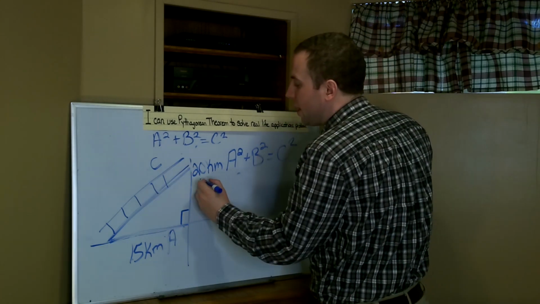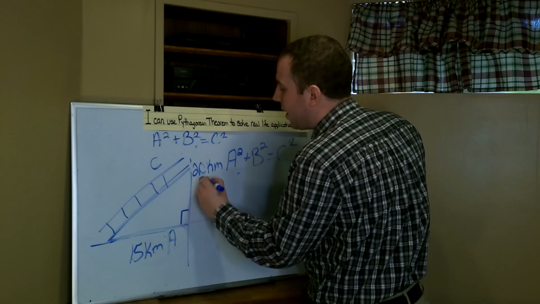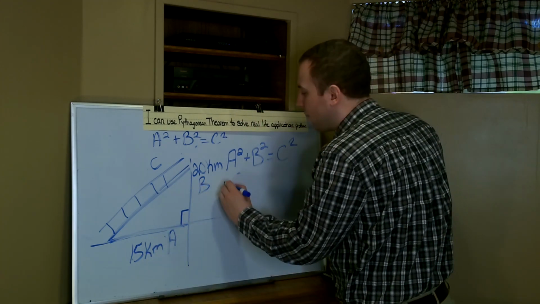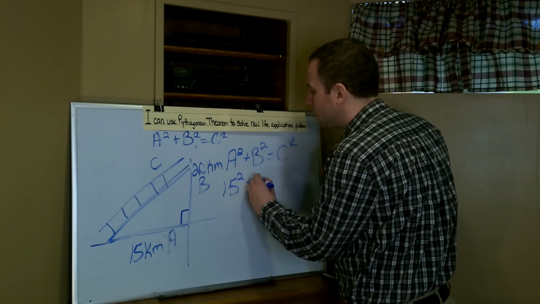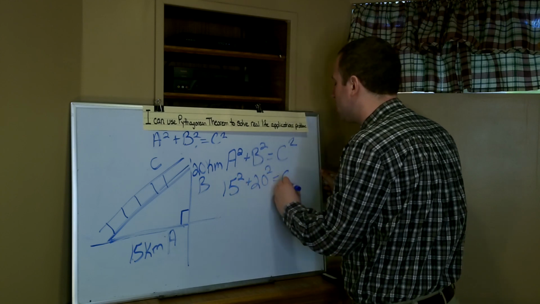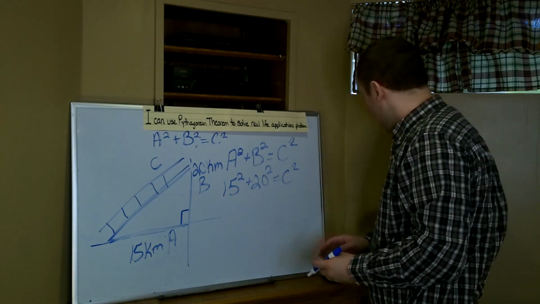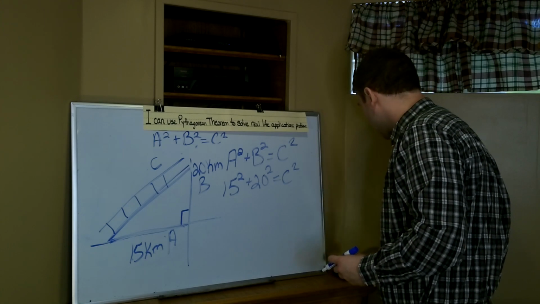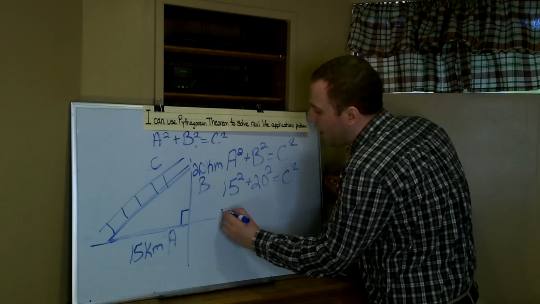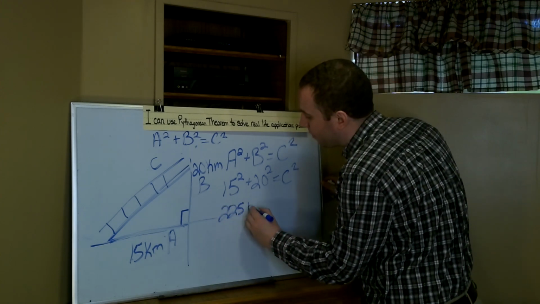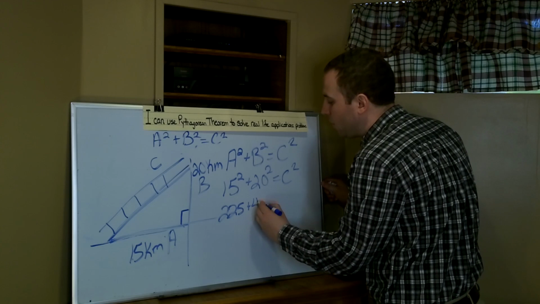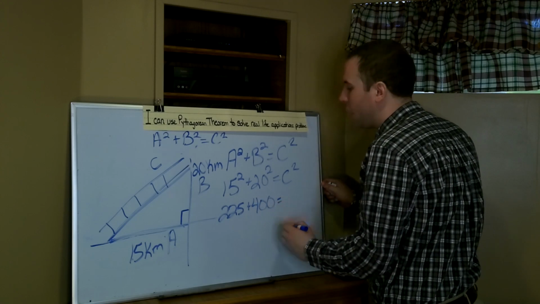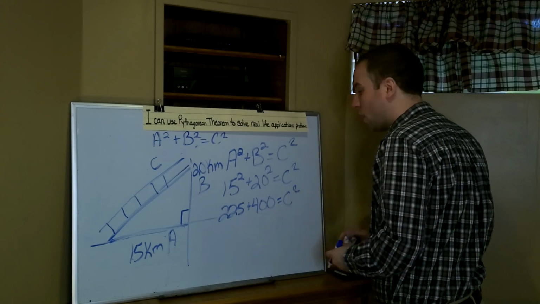we don't know what c is. We can make 15 a and 20 b. So 15 squared plus 20 squared equals c squared. 15 squared will give me the value of 225 plus 20 squared, which again we've done since we did our previous problem, is 400, equals c squared.